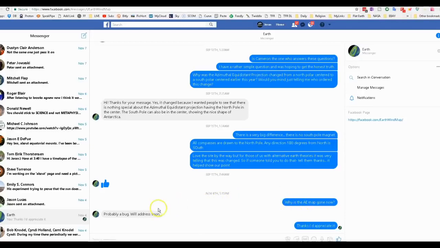So skip ahead to November 4th. As you see here, I asked him, why was the AE map gone? And he said, probably a bug, we'll address soon. That was on November 4th. Today's the 19th. It's been 15 days. Also, it is not a bug.